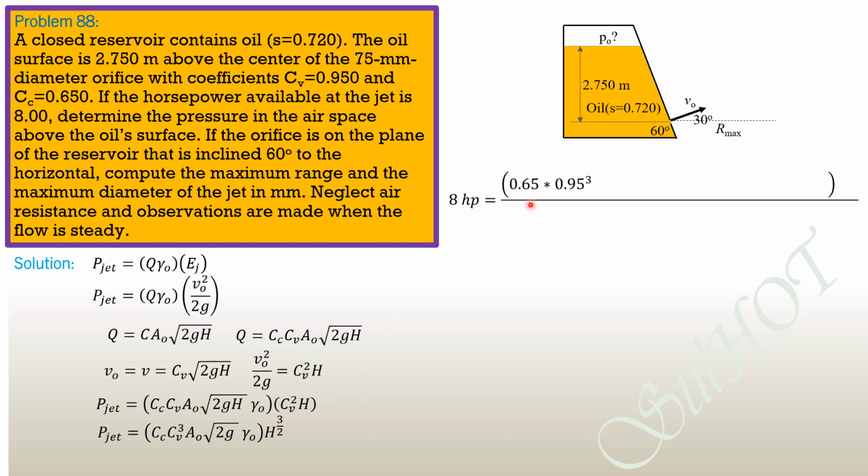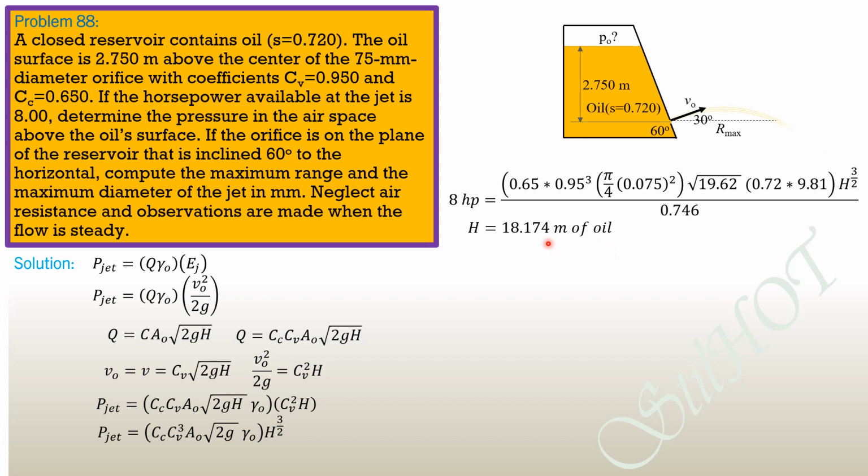So let's substitute to solve for the head. 0.8 horsepower equals 0.65 times 0.95 cubed, pi over 4 times 0.075 squared, square root of 19.62, specific weight of oil 0.72 times 9.81, head to the 3 halves, divided by 0.746. The numerator is in kilowatts, so we divide everything by 0.746 kilowatts per horsepower so that the units will be consistent with the units of the left side, which is horsepower. So from here, we can solve for the head, and the head is 18.174 meters of oil.